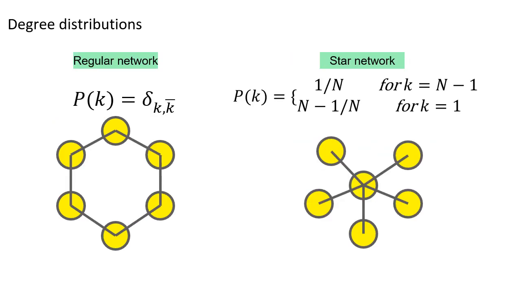Okay, for k equal to 1 there are n-1 nodes, so its degree distribution is n-1 over n. And for the node with degree n-1, it appears only once, so the degree distribution is 1 over n. So a star network has a degree distribution like this one.